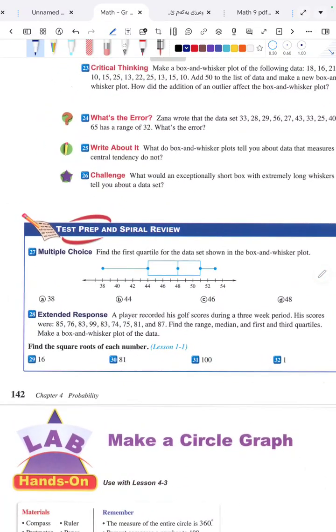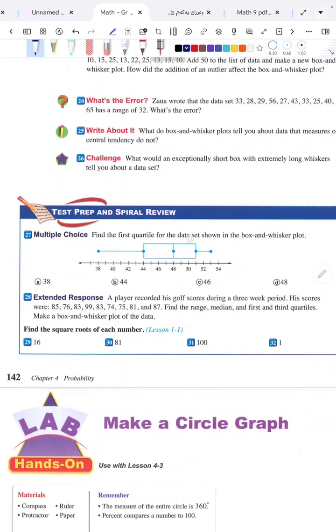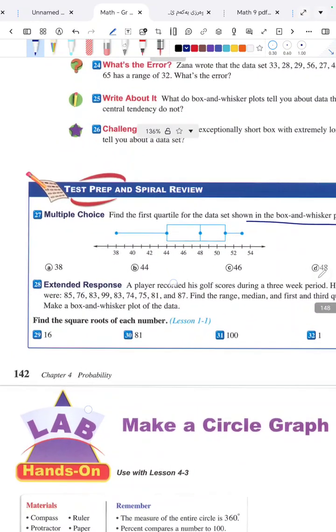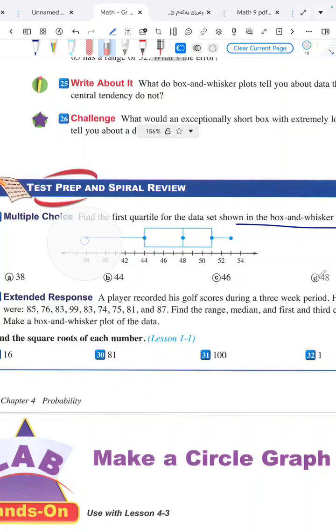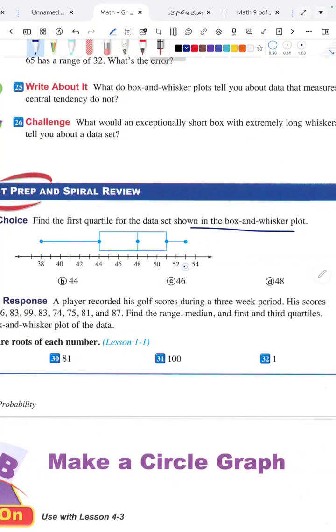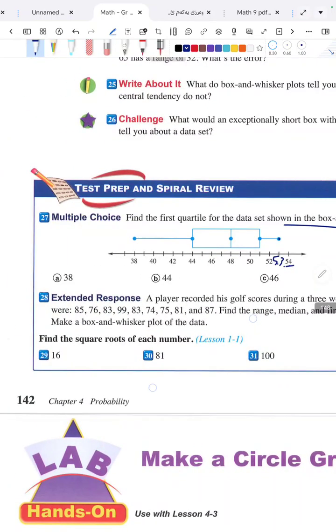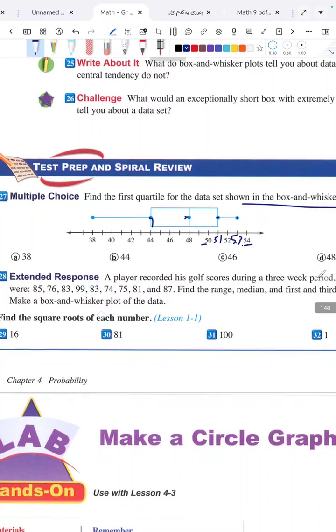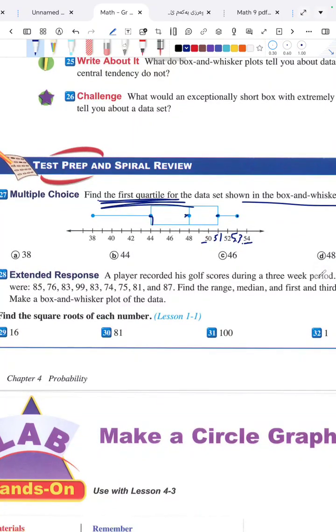Question 27. Find the first quartile of the data set shown in a box and whisker plot. Okay. What's the least value? It's 38. Greatest value, as you can see, between 52 and 54, what do you have? 53. Now, what's the first quartile? If they ask for first quartile, it's 44. Third quartile, between 50 and 52, I have 51. What about median? Median is 48. They ask for the first quartile, so it equals 44.